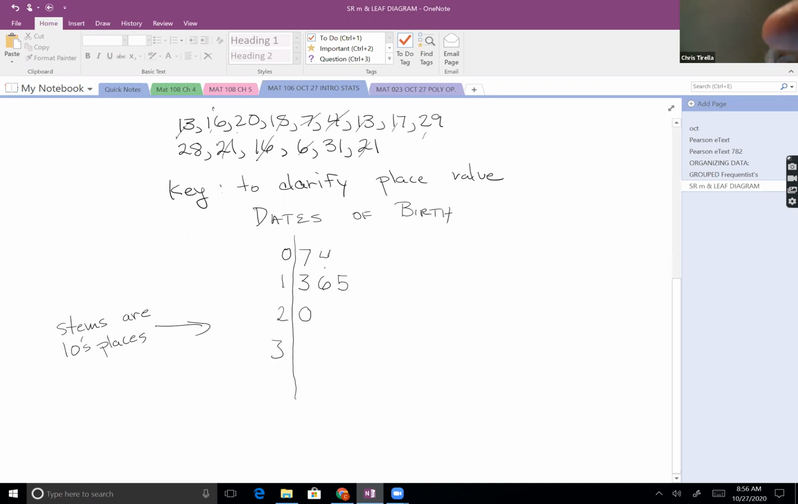4 would be 0, 4. Then we have another 13, so we need another 3. 17, we need a 7 in the tens. 29, so we'll put a 9 next to the 2. 28, we'll put an 8 in that row off of the 2. 21. Then we have a 16, so that'll go in that row with a 1 in the stem place. 6 would go next to the 0. 31, we put a 1 with the 30s, and then 21. And so that's my sloppy copy.